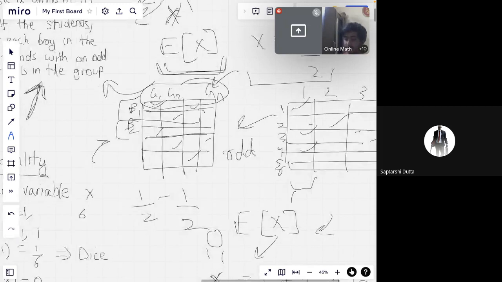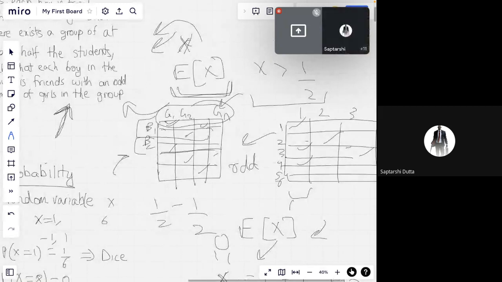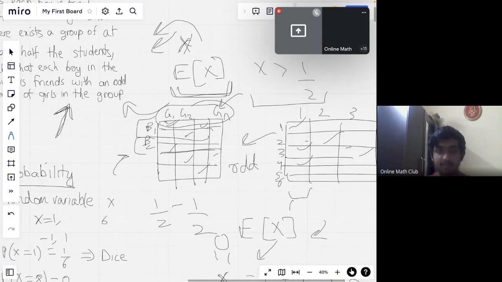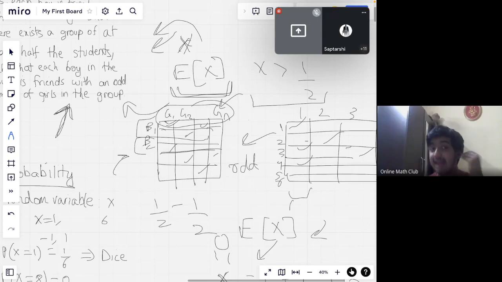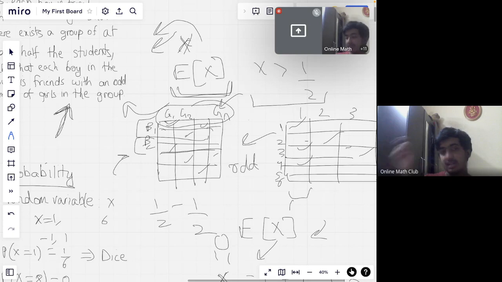So how do you select the random set of girls? Coin flip. Each girl is selected with probability half. After you've chosen the set of girls, choose every boy who has an odd number of friends in the girls. So that is also half, and we can show that the probability for each boy being chosen is half, because he has either an odd number of connections or an even number of connections.